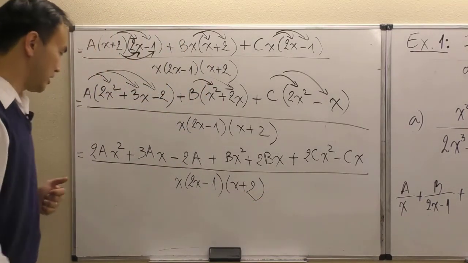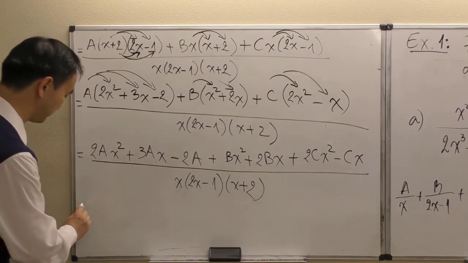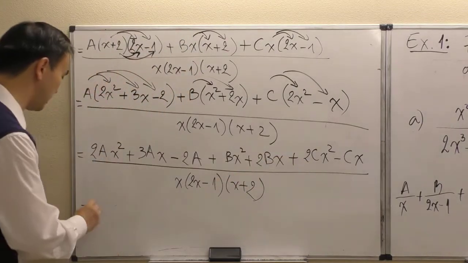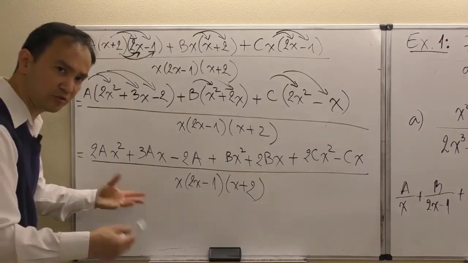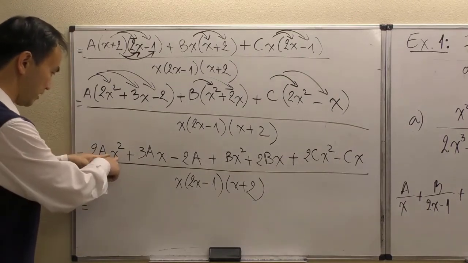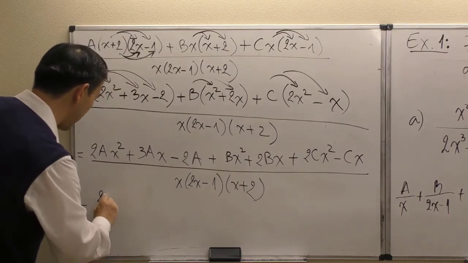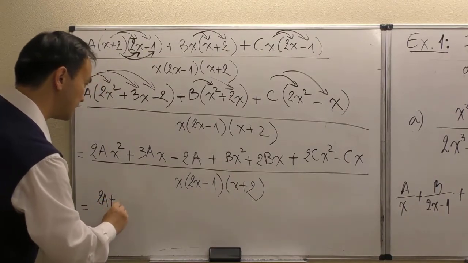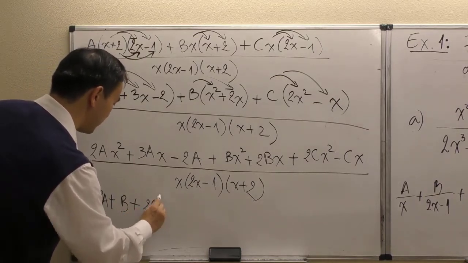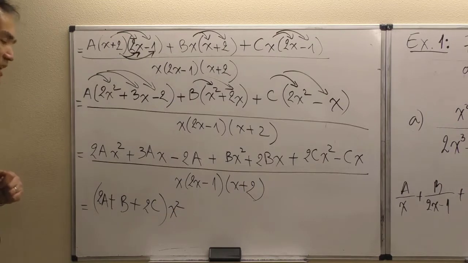Okay, and so now we can start recognizing like terms, or combining the like terms. x squared terms and x squared terms. Now we can combine, and I'm being a little skippy here, but I'm going to combine them and also pull out the common factor x squared. So I'm looking at 2a plus b plus 2c, multiplied with the x squared. So that's my x squared term.